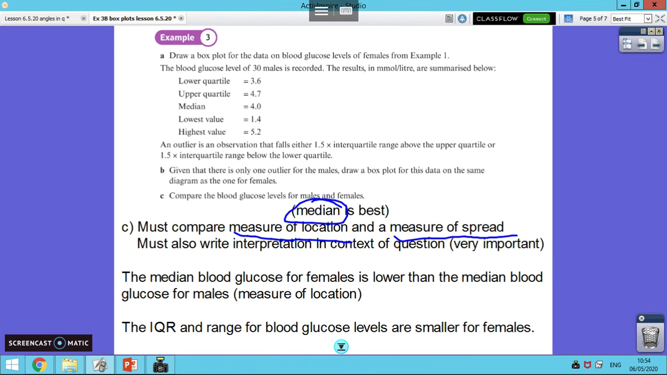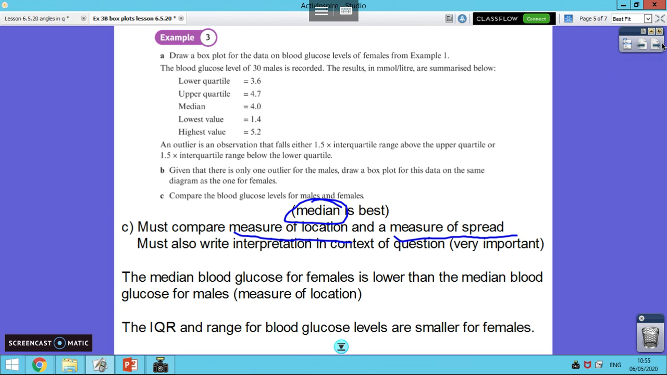And you must always write an interpretation in the context of the question. So you must always use the wording of the question in your answer. So the median blood glucose for females is lower than the median blood glucose for males. There's your comparison of the measure of location. And then next, the interquartile range and range for blood glucose levels are smaller for females. So there's your measure of spread that you've compared as well. So you need one of each, and you need to write it in the context of the question. You can't just say the median is lower. You need to say what the actual median is of.